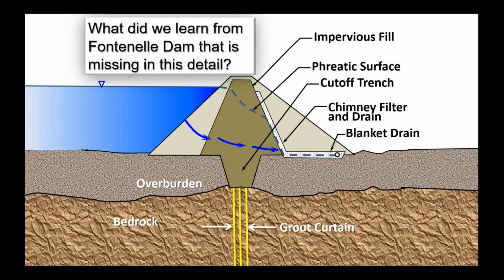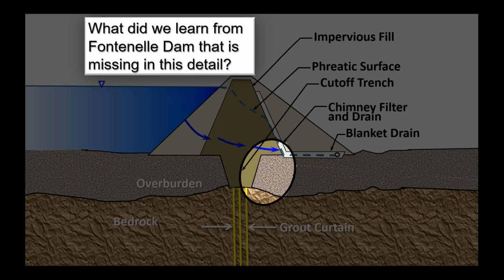And can you tell, what did we learn from Fontenelle Dam that is missing in this detail? There's one last piece, and I'll give you a clue. If you take a look at this zone, this is where the problem developed at Fontenelle Dam. And what was missing was, although we have controlled seepage through the clay core and through the upper part of the dam, we still have uncontrolled seepage, or the potential for uncontrolled seepage, through the overburden material.